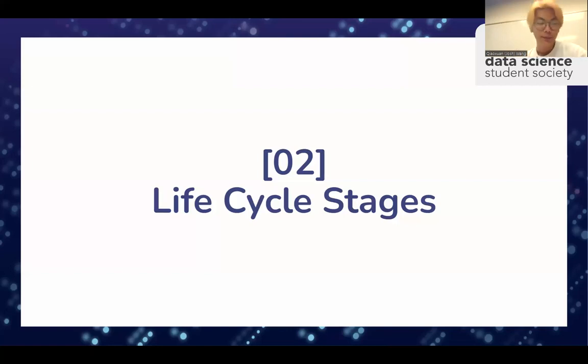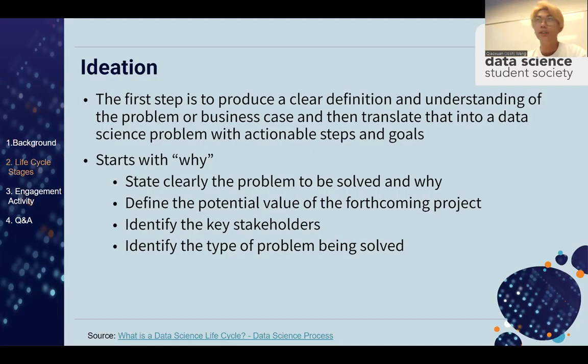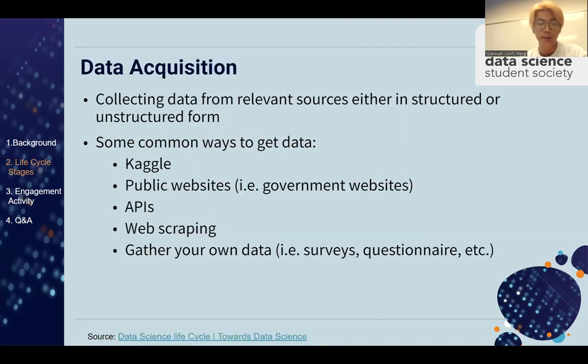Okay, so the first step is ideation. First things first, you can't solve a problem if you don't know what the problem is. The first step in the life cycle is to have a clear understanding of the problem or business case you're trying to understand and translate that into a data science problem with actionable steps and goals. Just like any good business or IT focused life cycle, a good data science cycle starts with a well-defined why. So clearly state the problem to be solved, its importance, and define the potential value of the forthcoming project, identify the key stakeholders, figure out the kind of problem that's being solved, and then the techniques required to solve the problem.